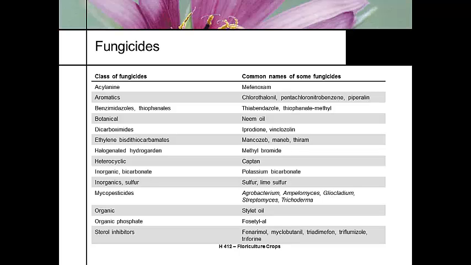Stylet oil is an organic product. Stylet oil is basically a very fine grade oil that we can spray on our foliage and will kill some of the microorganisms. Most of the research now is on sterol inhibitors. These are products that actually interfere with the fungus development.